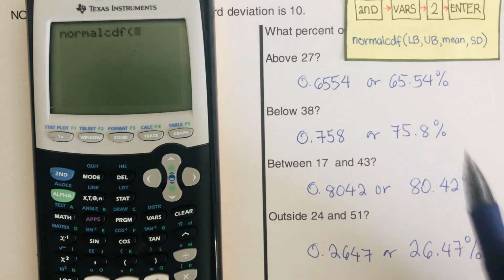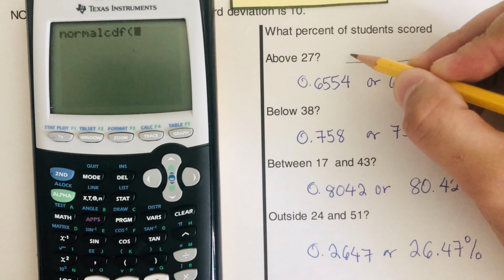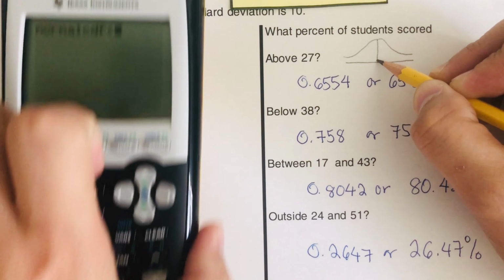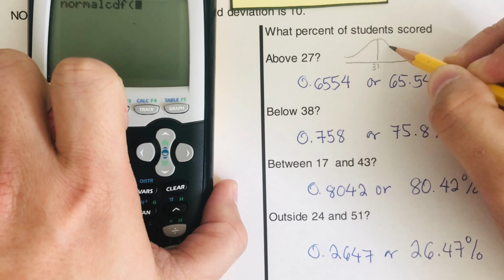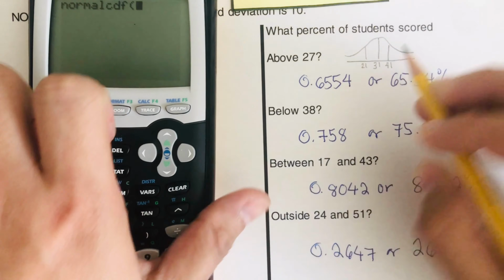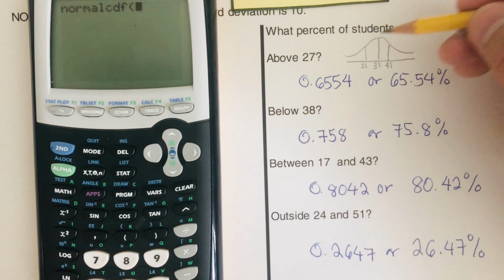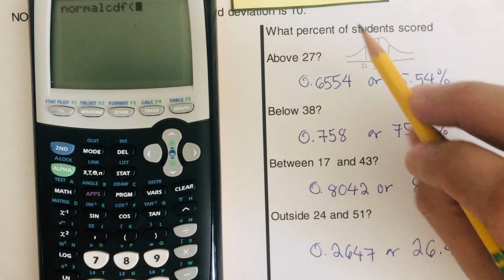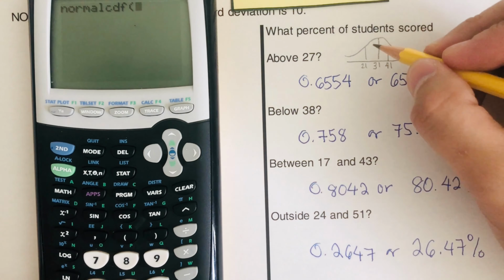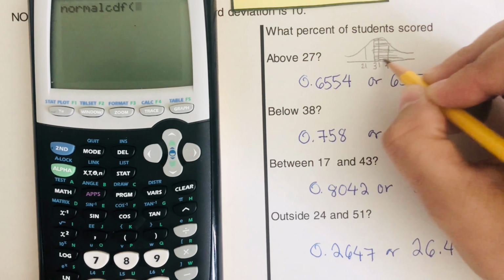If we are supposed to draw the normal curve for above 27, this is how it's going to look. The mean here is actually 31, and the standard deviation is 10. So this one right here is 41, and this one right here is 21, because remember, we subtract the standard deviation and we add the standard deviation to the mean to get the numbers above and below the mean. So if we say above 27, that is somewhere around here, and this area right here is the one that we are looking for.